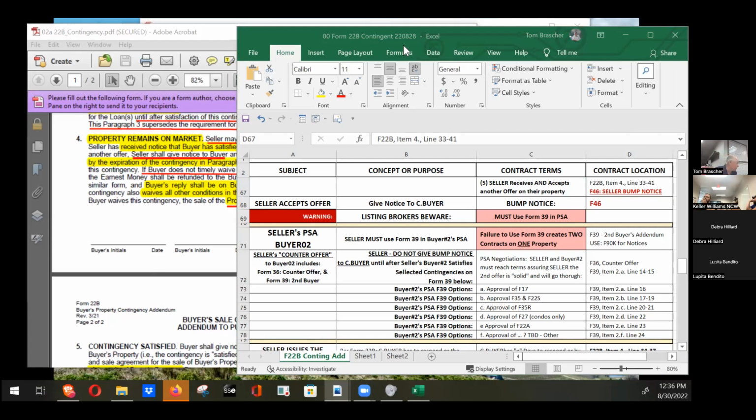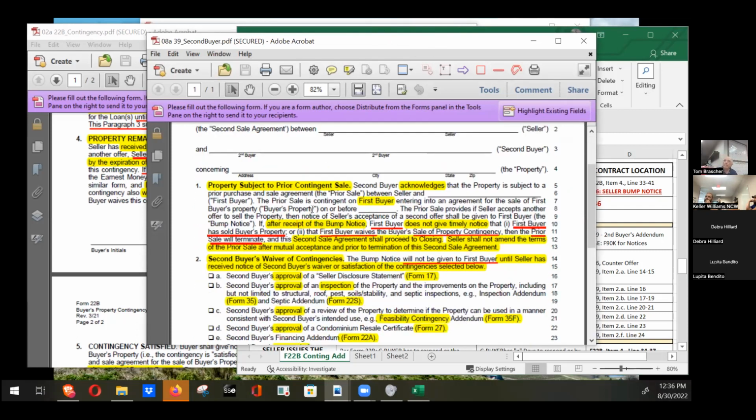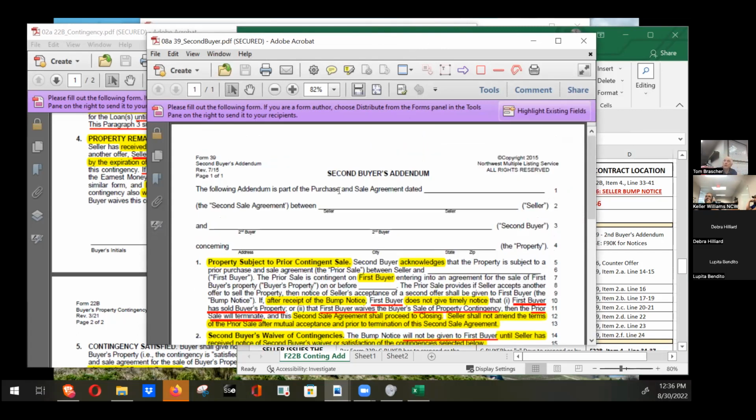I have some materials we're going to be going through on backup offer and also pending sale, but in the misuse of forms. And this second backup offer or second buyer offer.